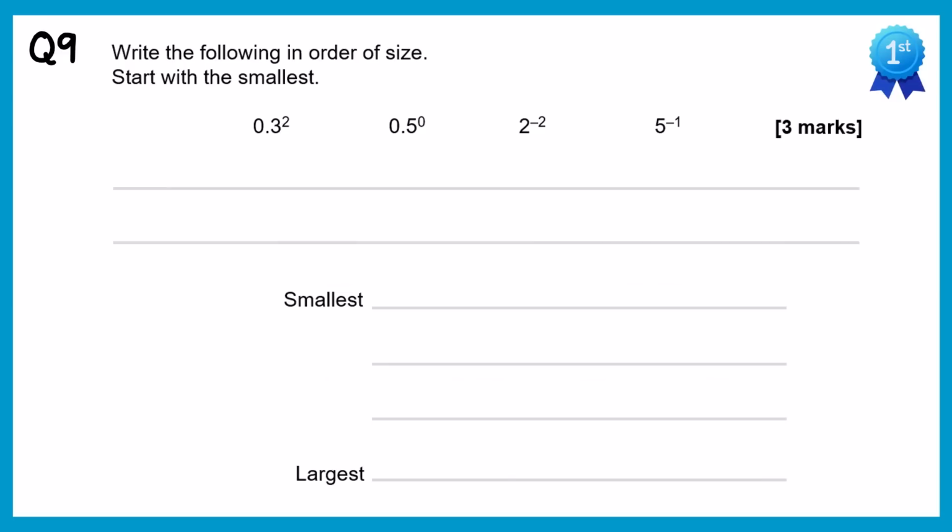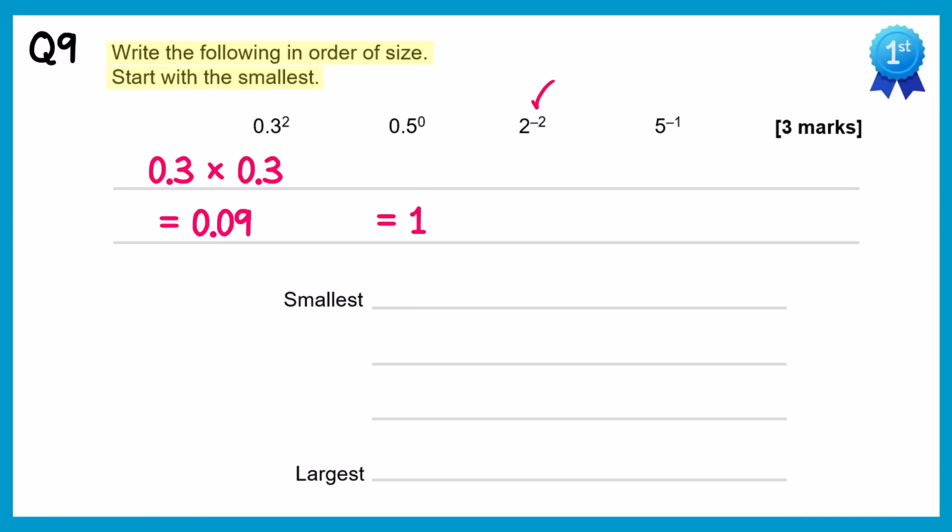In this question, we need to write the following in order of size, and we're going to start with the smallest. So let's try and work out the values for each of these. 0.3 squared means 0.3 multiplied by itself, which would be 0.09. 0.5 to the power 0 is just 1, since anything to the power 0 is 1.